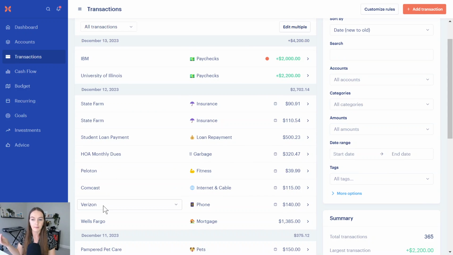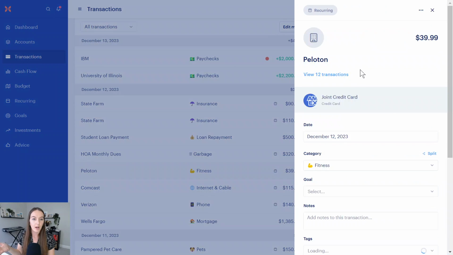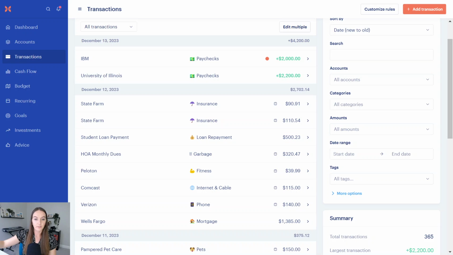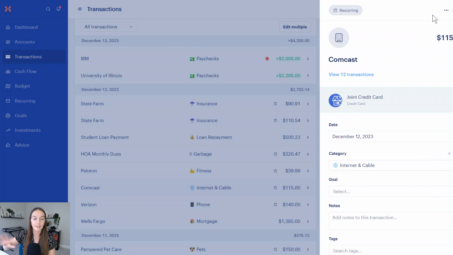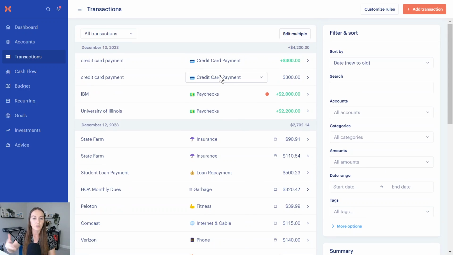So like the Peloton, Comcast, Verizon, all of these items were charged to the credit card and it left your sphere of control. It's someone else's money now. They can do what they want with it. Credit card payments are just moving money from one account to another, basically.